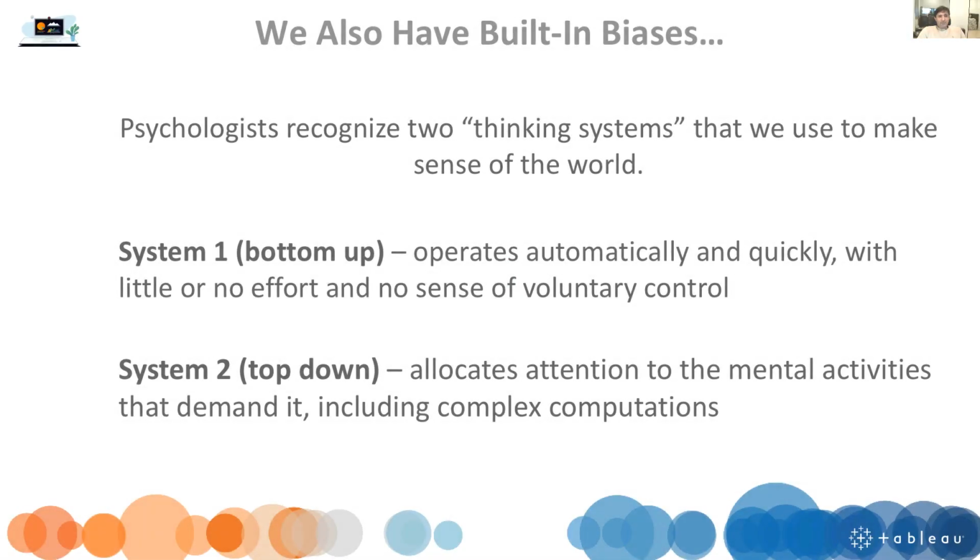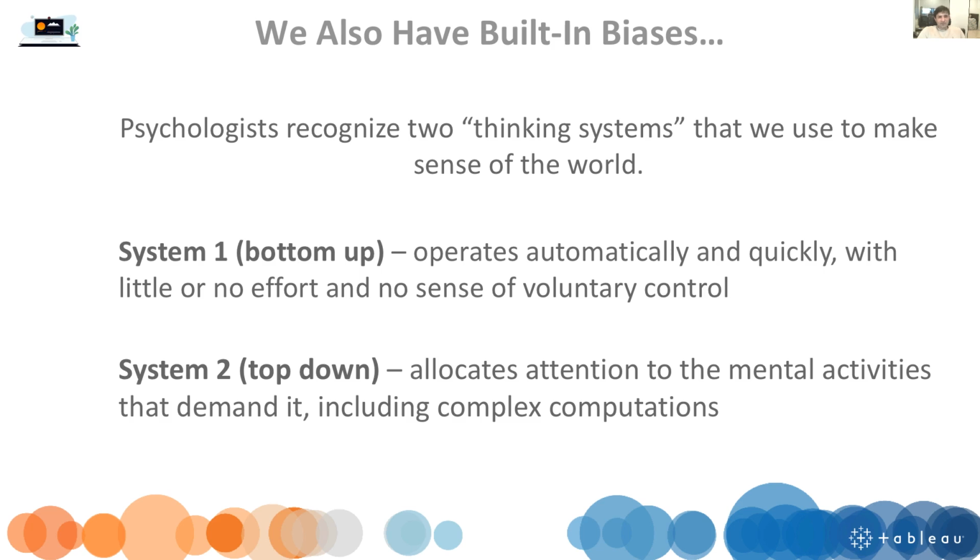We all have built-in biases. Why is that? Psychologists describe two thinking systems that we use to make sense of the world. We use both top-down and bottom-up processing when we think. We have a system 1, which operates automatically and quickly with little or no effort and no sense of voluntary control. And we have a system 2, which allocates attention to the mental activities that demand it, including complex computations.